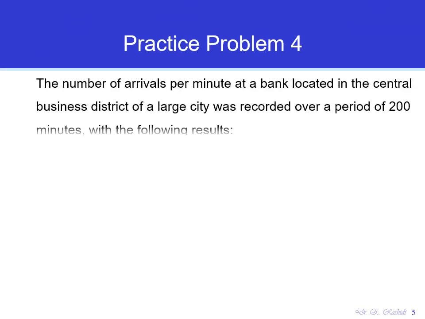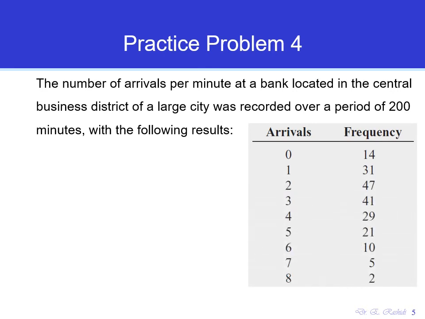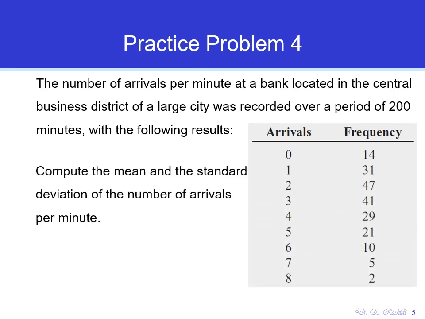Next practice problem. The number of arrivals per minute at a bank located in the central business district of a large city was recorded over a period of 200 minutes with the following results. So here we have the arrivals in this first column, and we have the frequency in the second column. We want to compute the mean and the standard deviation of the number of arrivals per minute. So please pause, work on this problem, find the expected value (mean) and the standard deviation, and come back to see the solution.